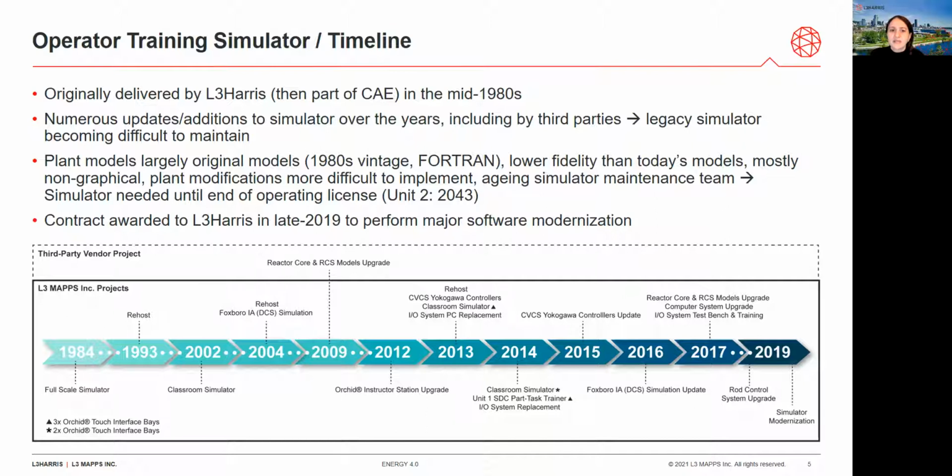Also, there was an aging simulator maintenance team, with the plant extension into 2043 for Unit 2. Unit 2 is the reference unit for the simulator. It was of paramount importance to modernize this simulator. The contract was then awarded to L3HARRIS in late 2019 to perform this major software modernization.